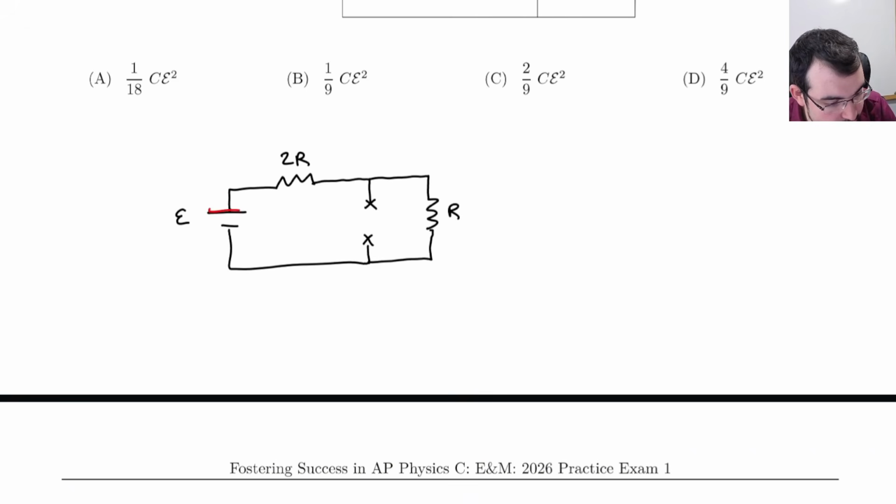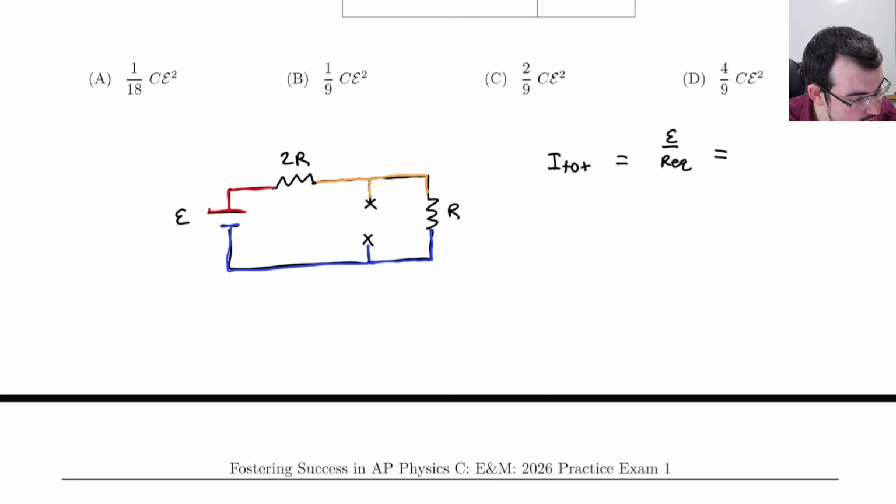So we can see that if we color-coded it, we would get something like this. So we can see why the EMF of the battery is not the same as the capacitor voltage drop, because it is not red to blue, it's yellow to blue, or orange to blue, I guess. So we have to find what that is. Now you can ratio this in your head potentially, but we could say that my total current is going to be the battery EMF divided by Req, which is equal to 3R. So we'd get 1/3 epsilon over R.